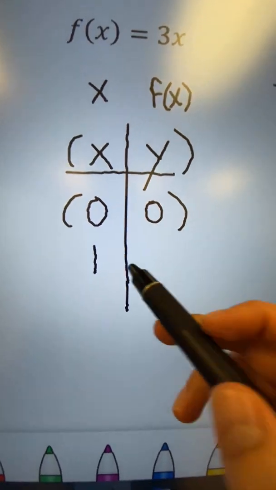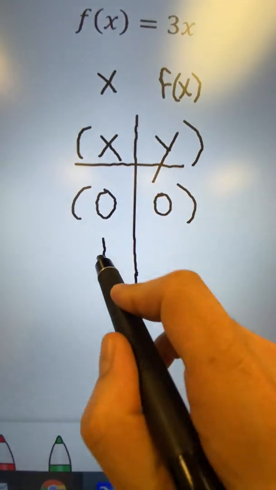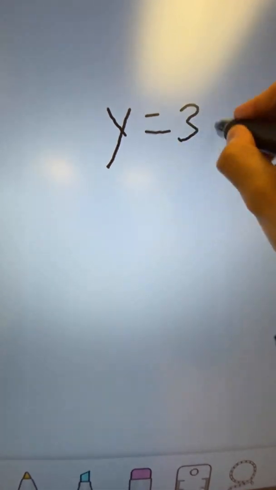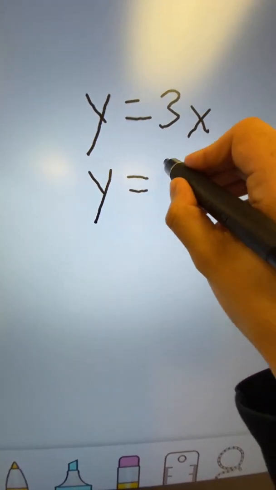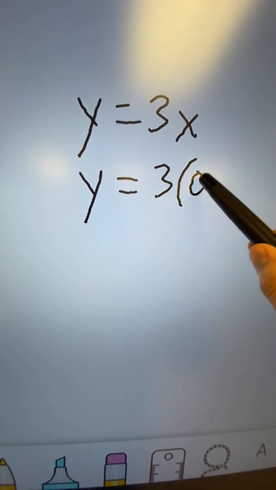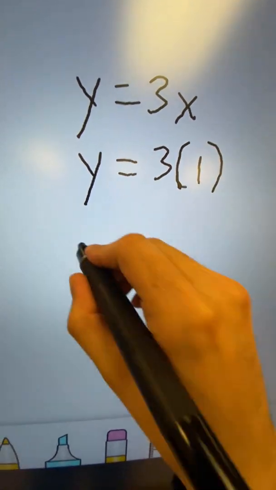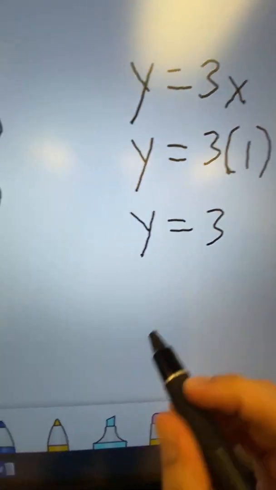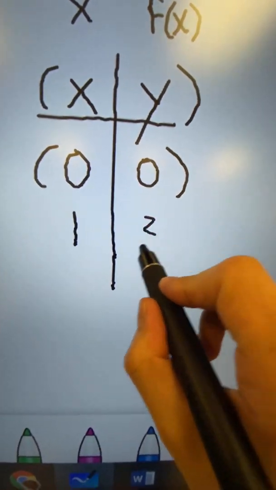And I'm just going to repeat. I'm going to evaluate when x is 1 and see what the output is for that. And I'm just going to use the y equals 3x format. So when I let x equal 1, 3 times 1 is equal to 3, so that's my output. So for the input 1, the output is 3.